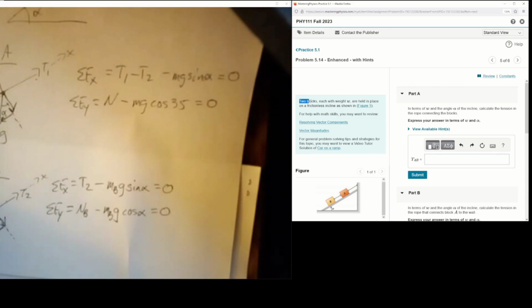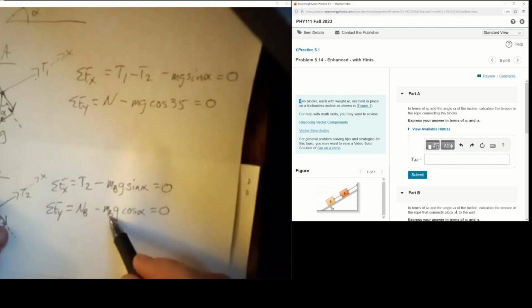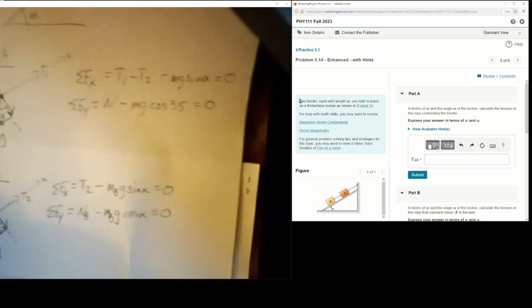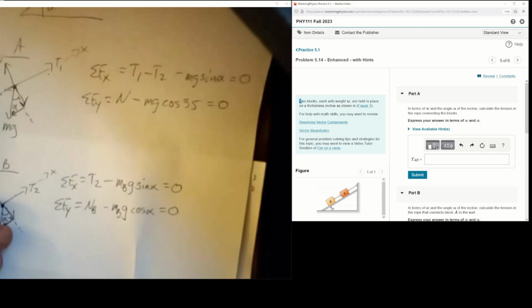I do need to check something. They say these are 2 blocks with the same weight. So they have the same mass. They do have the same mass. So that means all of these M's are actually going to be the same, since the blocks have the same mass. And let's just see what happens.